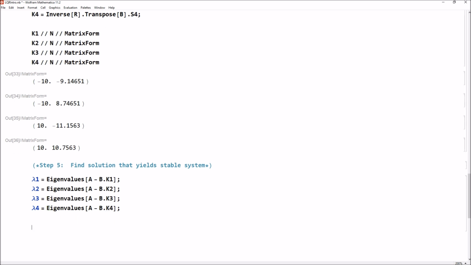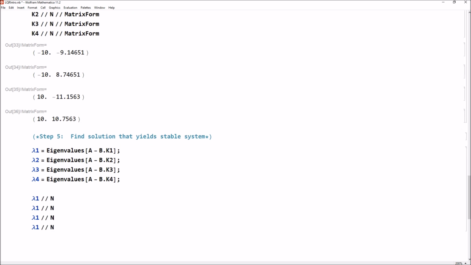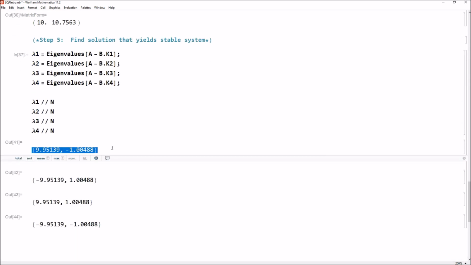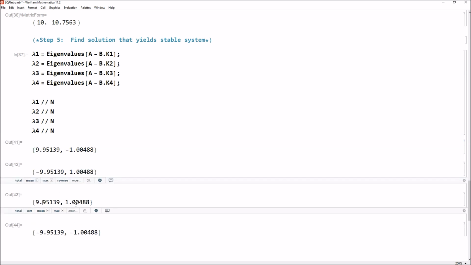So, lambda 1 through n, and let's just do this for all of them. We'll look at numerical values for all of these guys, right? So 2, 3, 4. All right, shift enter that. Here we are. So if you look at this, okay, obviously this one's out. We got a positive pole. We got a positive pole, got 2 positive poles.